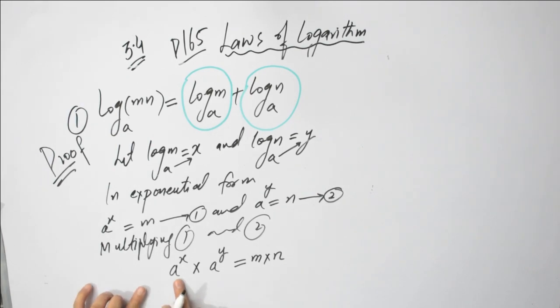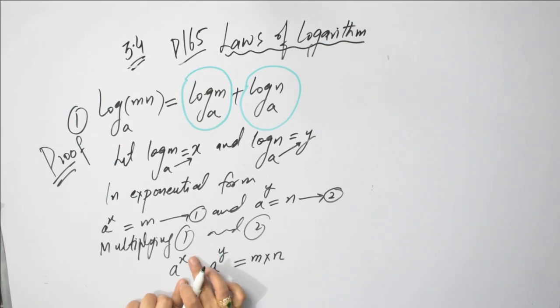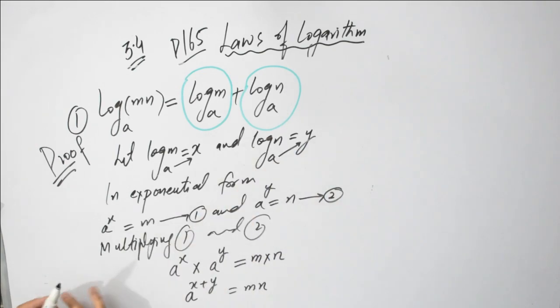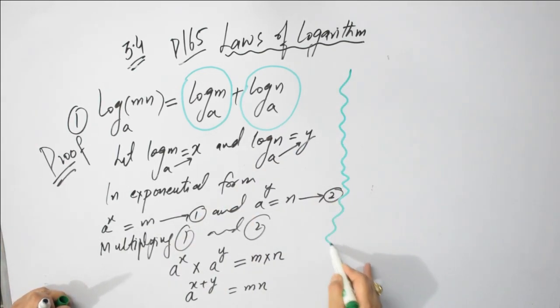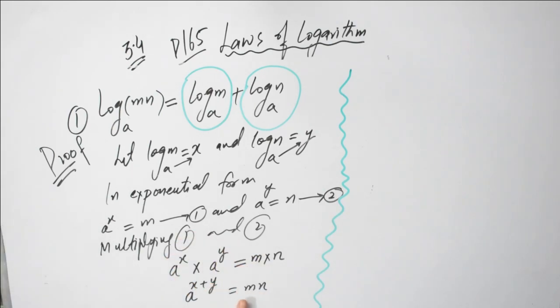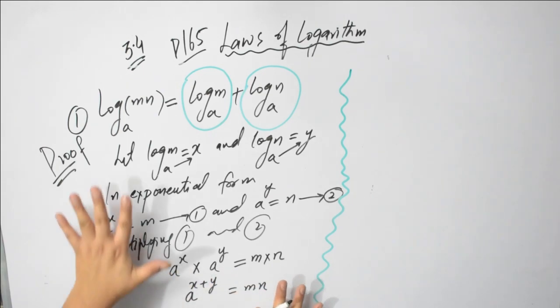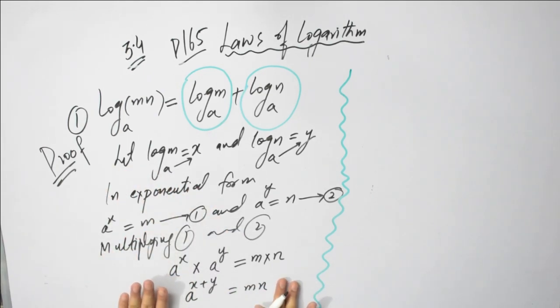Now in chapter number 2 you have learned that if your bases are same, तो what about powers will be added, ठीक है. So base is same, मैंने पावर x plus y and here it's mn. This becomes my exponential form, okay. A power having x plus y is equals to mn. Now this is completed, जो भी हमने काम करना था वो complete हो गया.